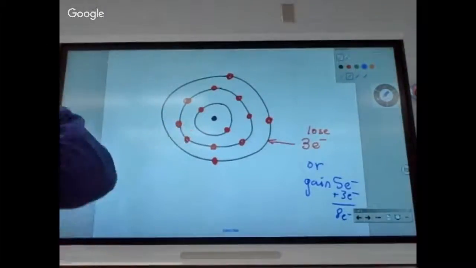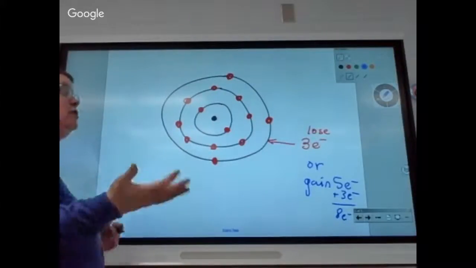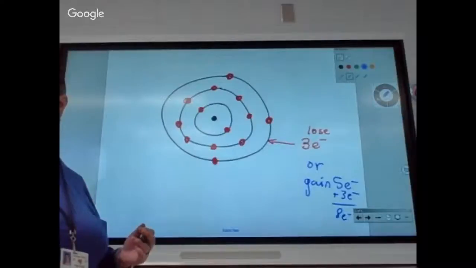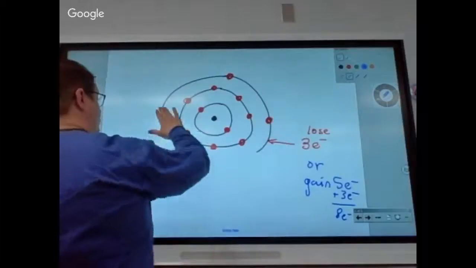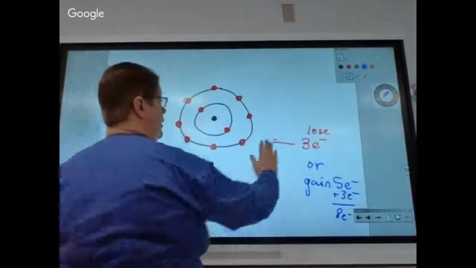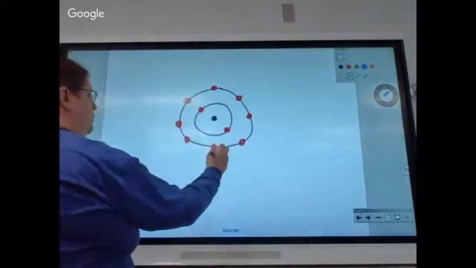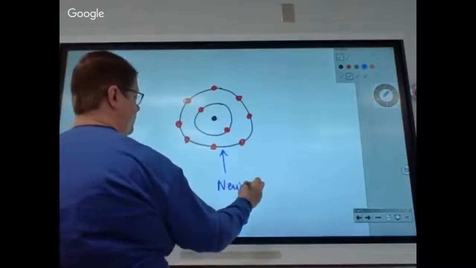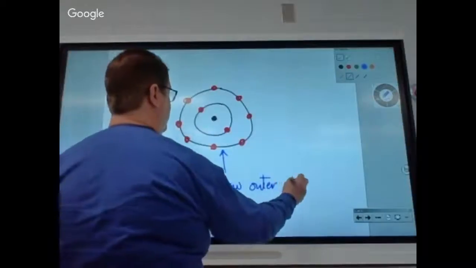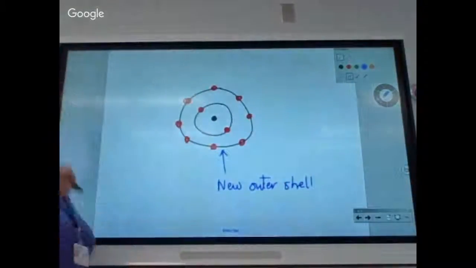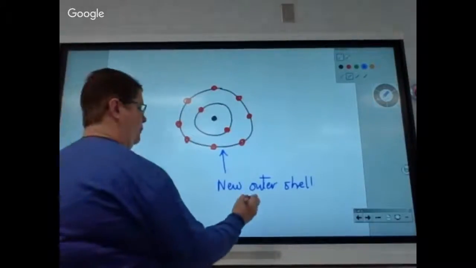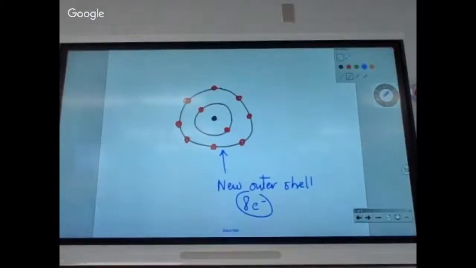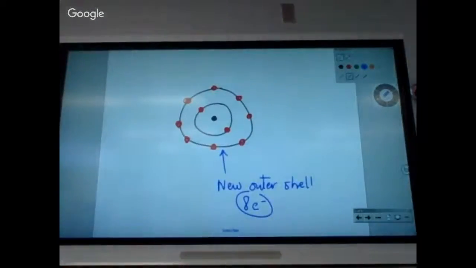How is losing 3 going to get us 8? If I get rid of 3, the other shell is now the new outer shell. We'll get there in just a second, but yes, that's our new outer shell. And how many electrons are now in the outer shell? It's supposed to be 8 in the outer. Yes. So when I give those 3 electrons to someone else, now I have 8 electrons in the outer shell.